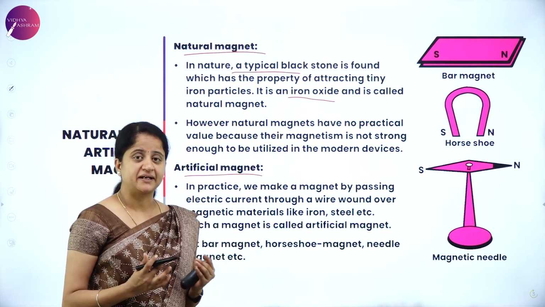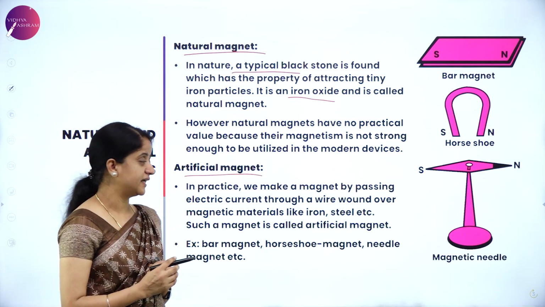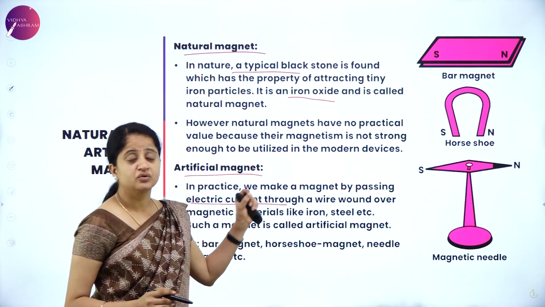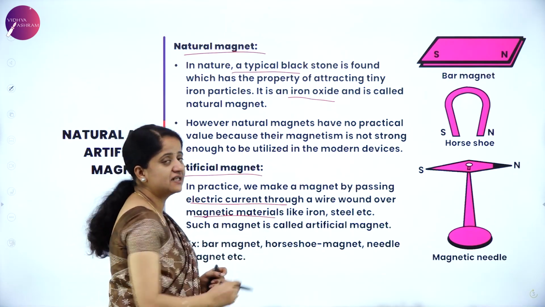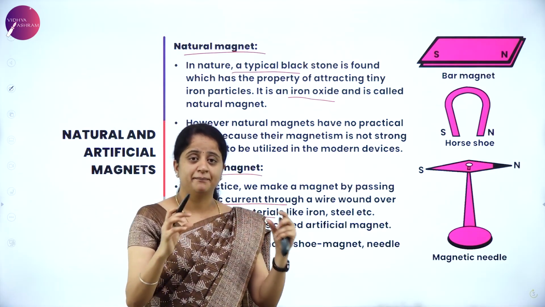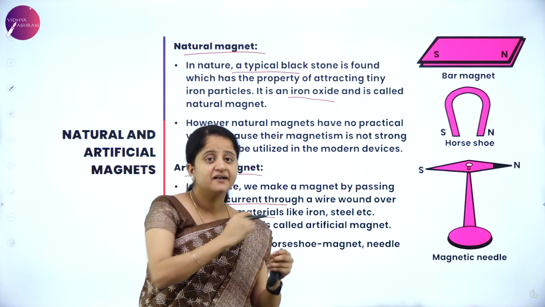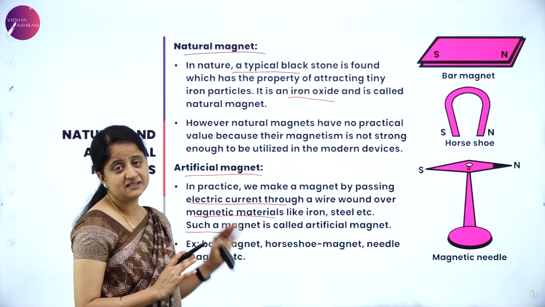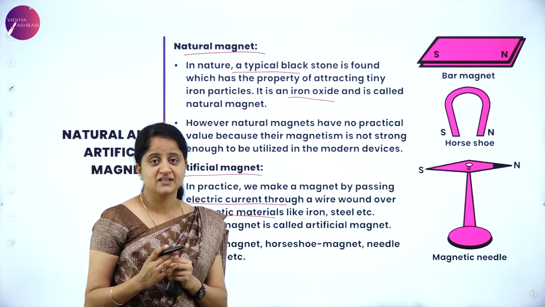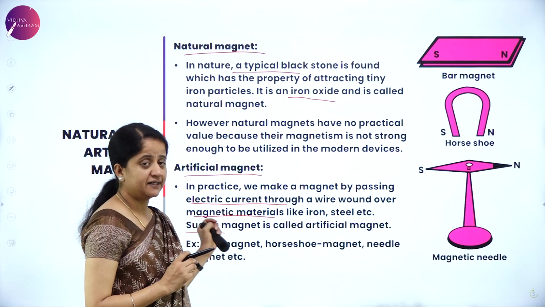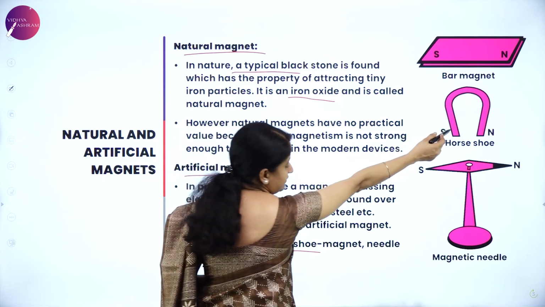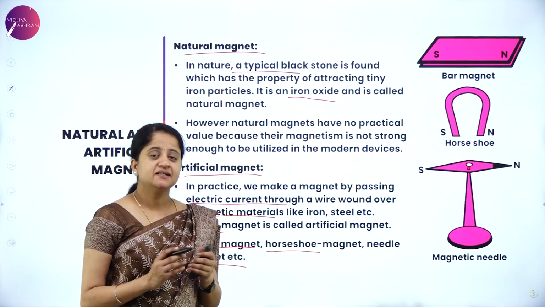What is an artificial magnet? How can we develop an artificial magnet? In general, we can manufacture a magnet by passing electric current through a wire wound over magnetic materials such as iron, steel, etc. Such magnets, created with the help of a metal wound with wire and passing an electric current through it, we call artificial magnets since they are not naturally available in nature. We studied the current carrying solenoid in the previous chapter, which is also an example of this magnet. What are the examples of artificial magnets? In general, we get bar magnets, horseshoe magnets, as you can observe here, needle magnets, etc. These are the types of magnets.